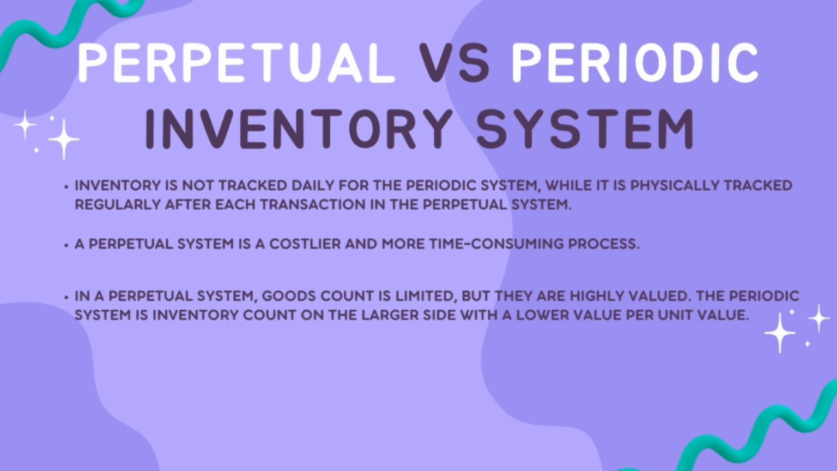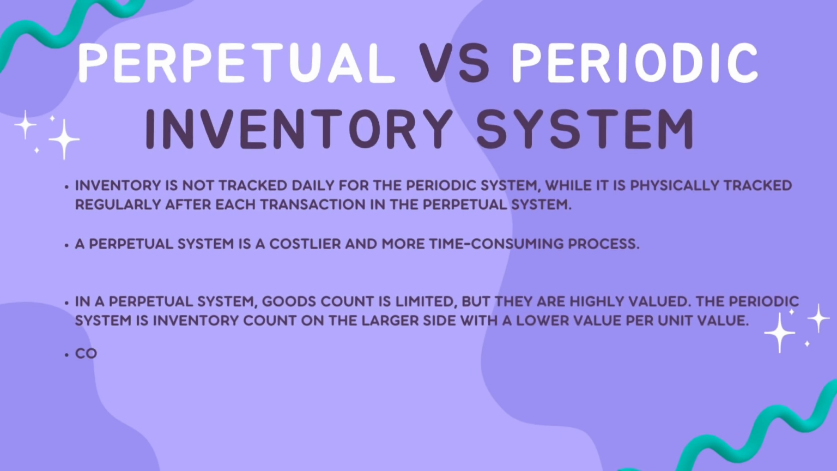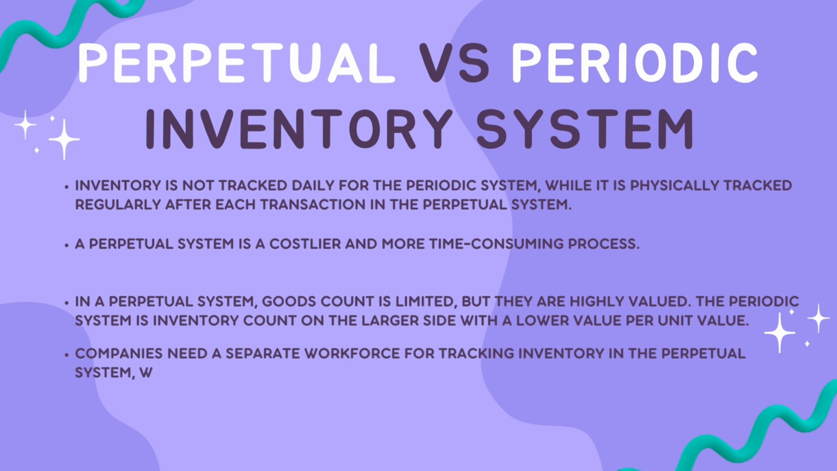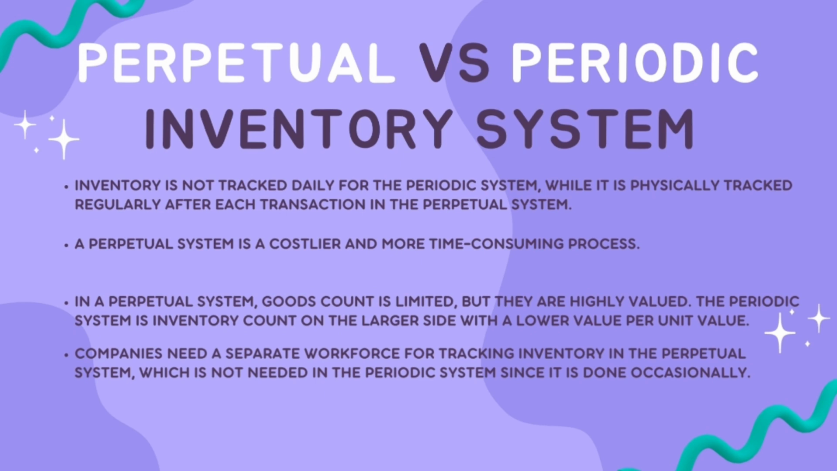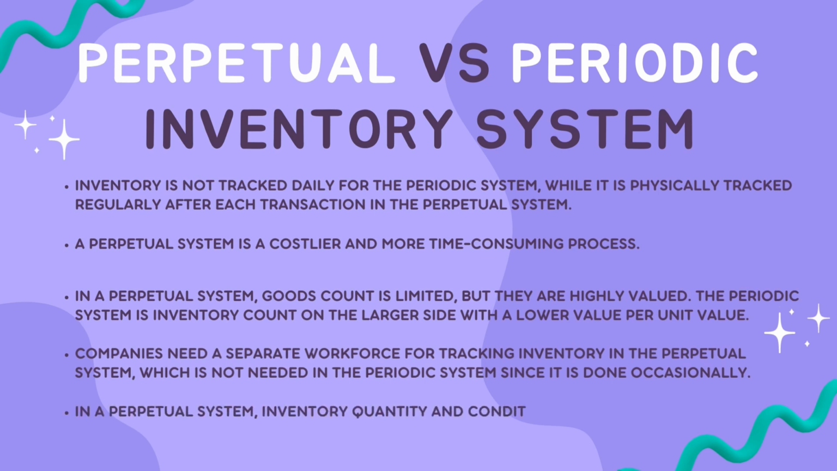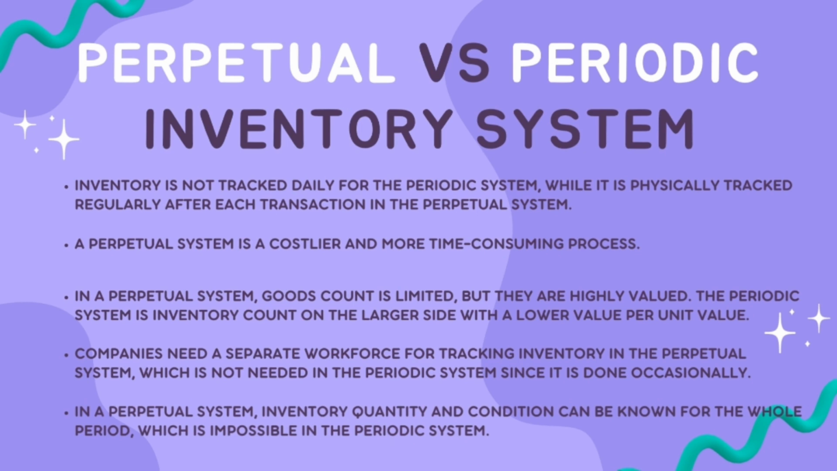And the periodic system is inventory count on the larger side with a lower value per unit value. And the companies need a separate workforce for tracking inventory in the perpetual system, which is not needed in the periodic system since it is done occasionally. Lastly, in a perpetual system, inventory quantity and condition can be known for the whole period, which is impossible in the periodic system.